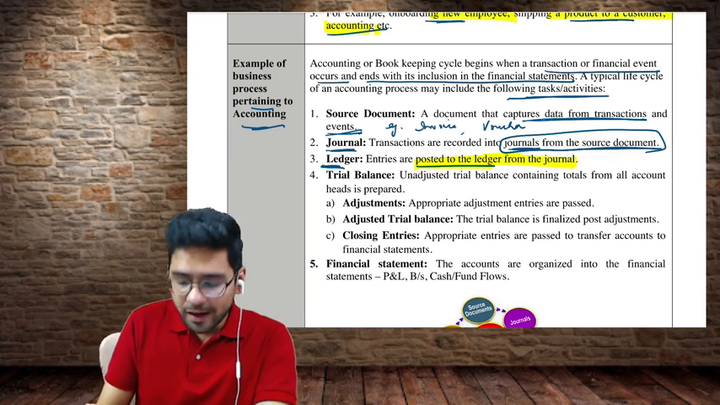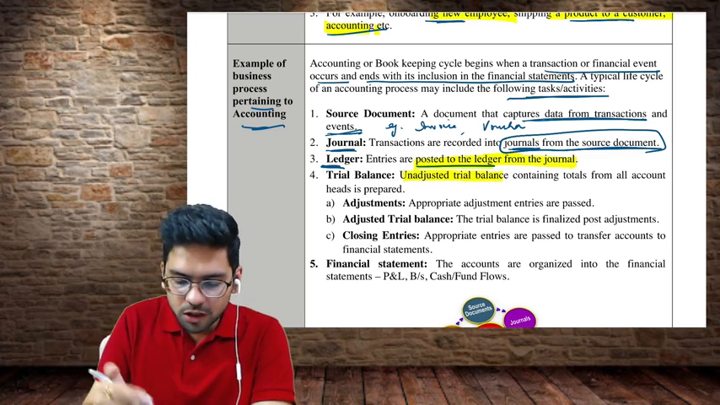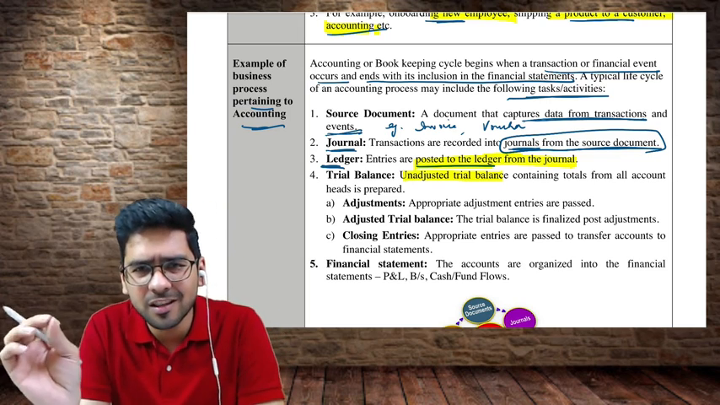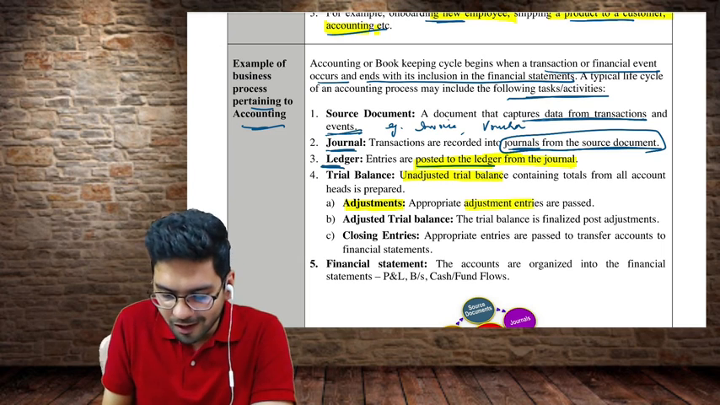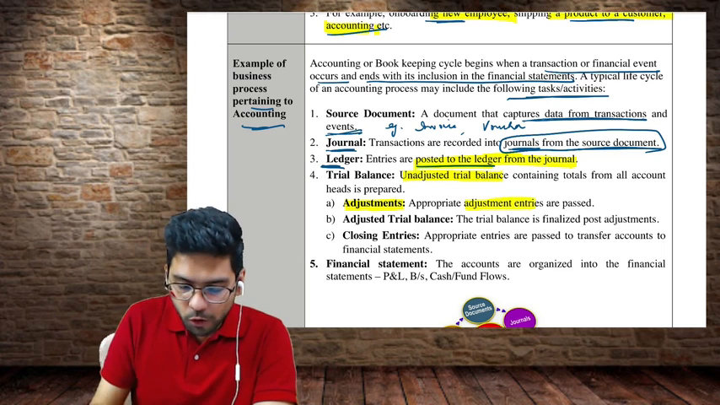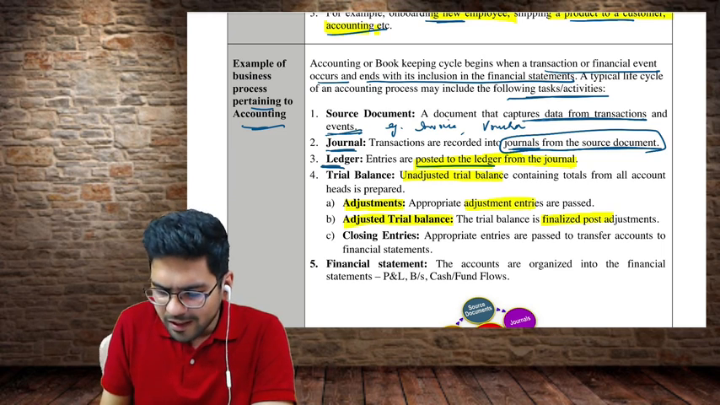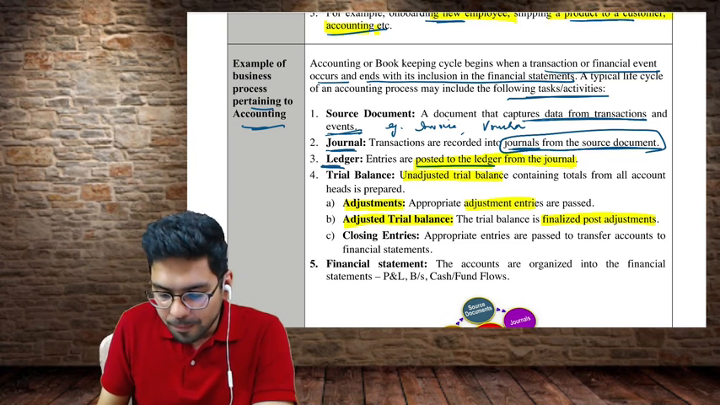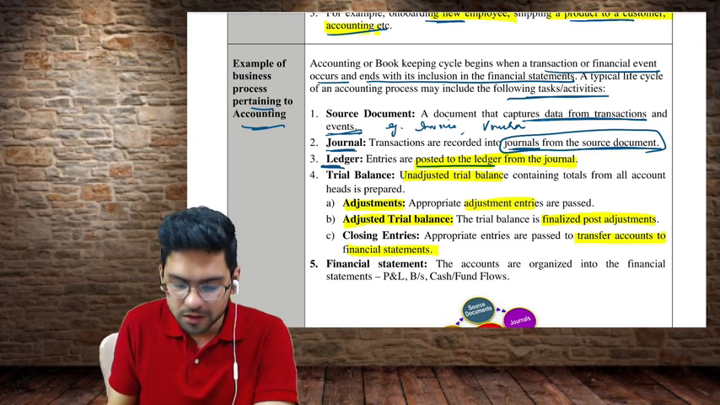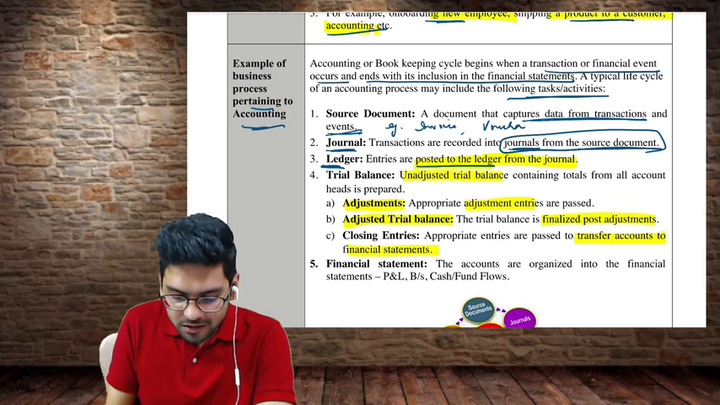For the trial balance, first we are going to have an unadjusted trial balance containing totals from all accounts. It will be unadjusted. Then we are going to pass the necessary adjustments, and adjustment entries will be passed. Then it becomes an adjusted trial balance. After the finalized post adjustments, the closing entries, appropriate entries, are passed to transfer accounts to the financial statements. Then the closing entries will be made, and then of course your financial statements will be ready.